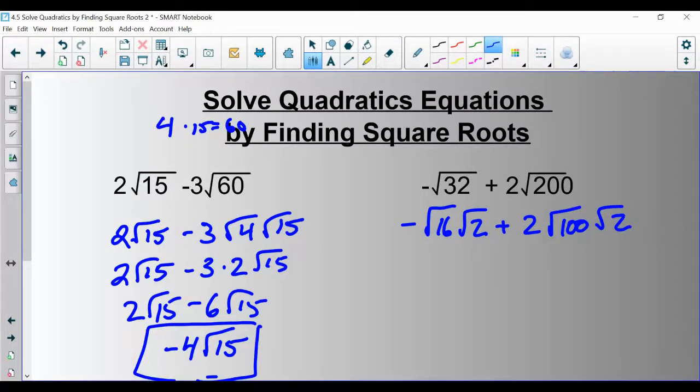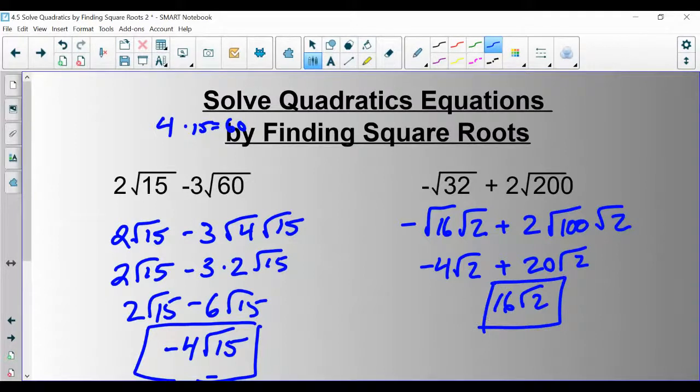Now I can actually take the square roots of my perfect squares, right? Root 16 would be negative 4 root 2. And the square root of 100 is 10. So 2 times 10 would be 20 root 2. We can add or subtract the coefficients here. Negative 4 plus 20 would be 16 root 2, final answer.